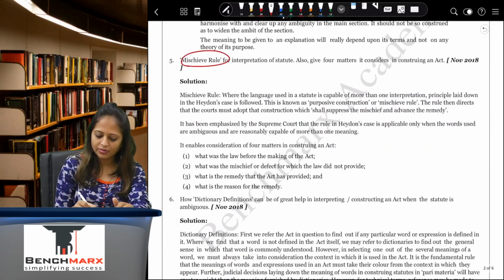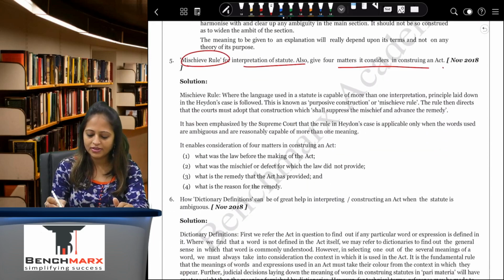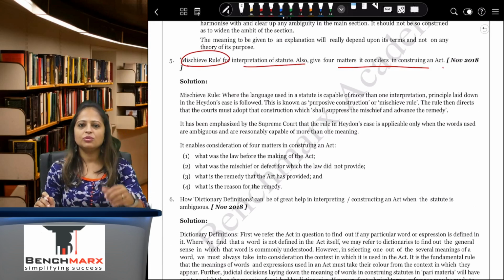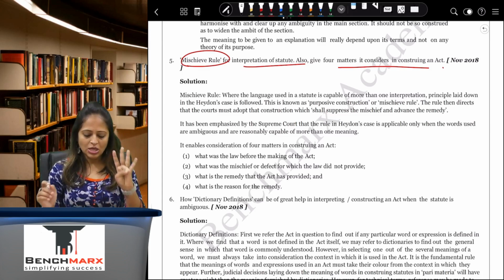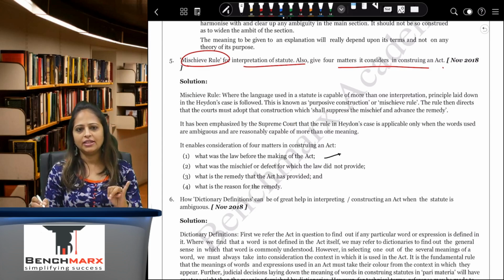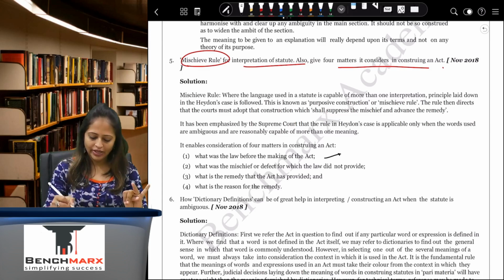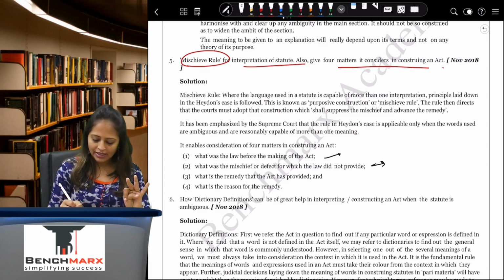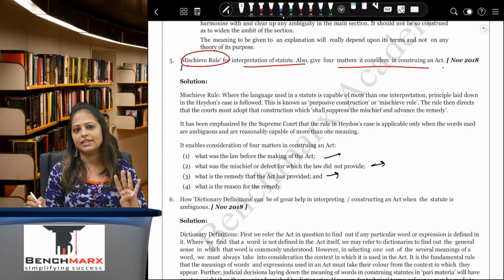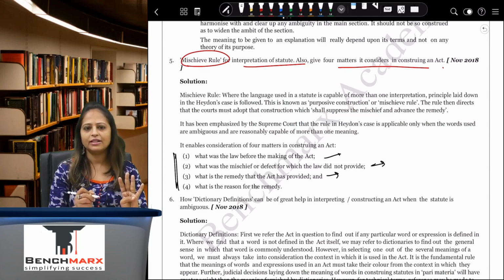Mischief rule for interpretation of statute. Give 4 matters it considers in construing the act. So mischief rule, hidden rule, whatever you want to call it, there are 4 questions being asked. One is what was the law before making the act, why the law was that, and what was the mischief that it did not provide for, what was the remedy that the act had provided, and what was the reason for remedy. These are the 4 questions that are going to be asked.